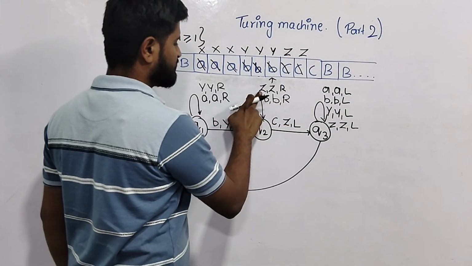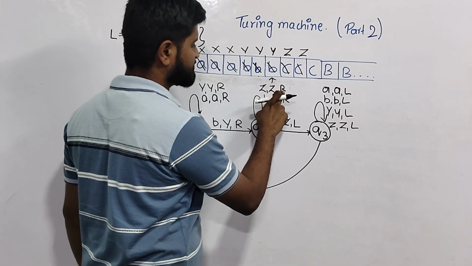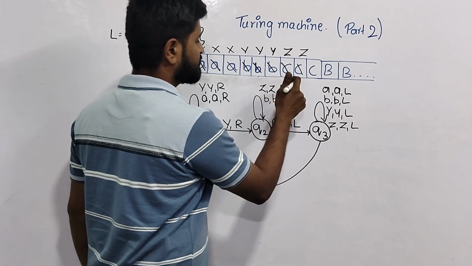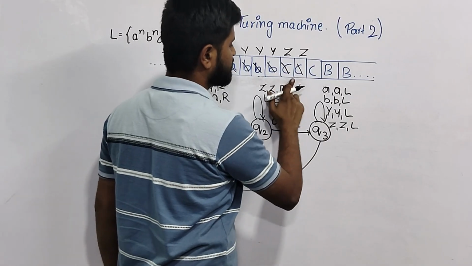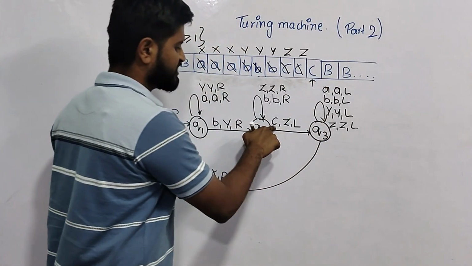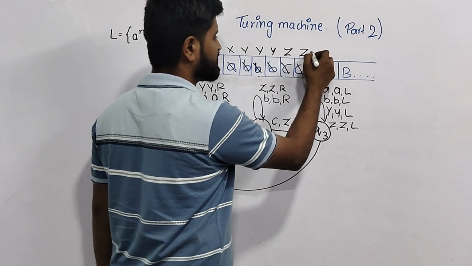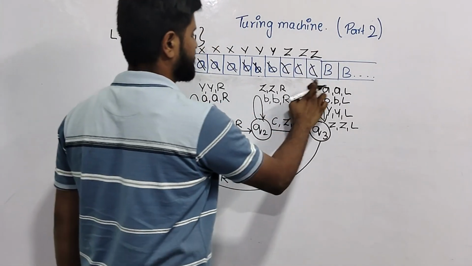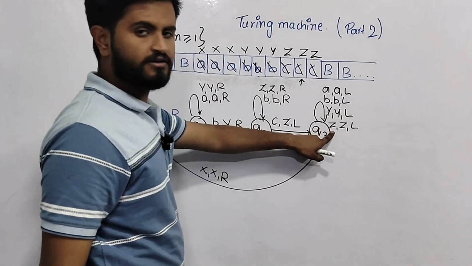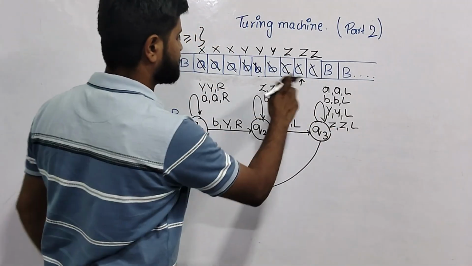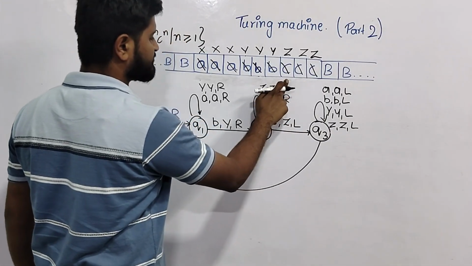Next Z is there. If you approach Z, write Z as it is and move towards right. Next, if you approach Z, write Z as it is and move towards right. Now you approach C. If C is there, write it as Z, that is replace it as Z, and move towards the left side. So if you move towards the left side, again you encounter Z. Write Z as it is, move towards left. Write Z as it is, move towards left.